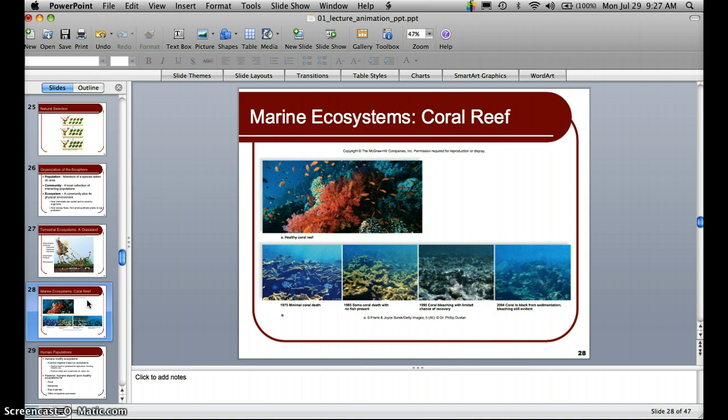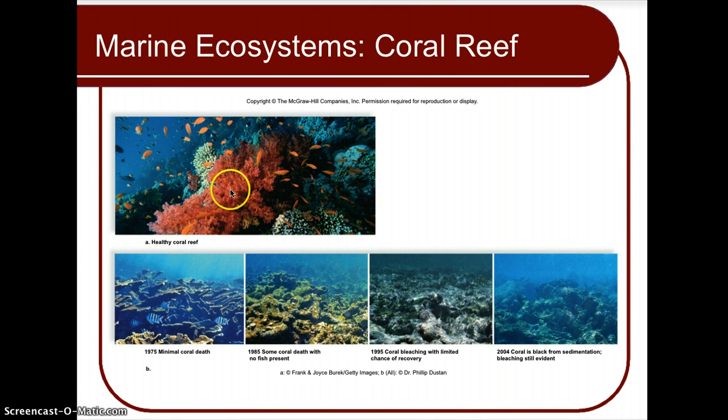Here you can see the marine ecosystem known as a coral reef. Here you can see a very healthy coral reef, and then you could see 1975, coral death; 1985, some coral death with no fish present; 1995, coral bleaching with limited chance of recovery; and then in 2004, coral is black from sedimentation and bleaching is still evident.